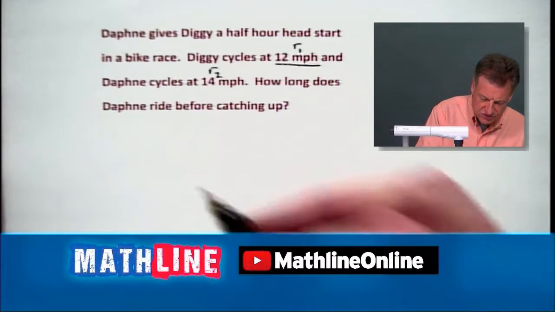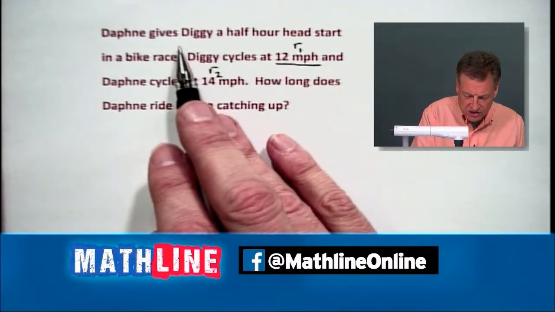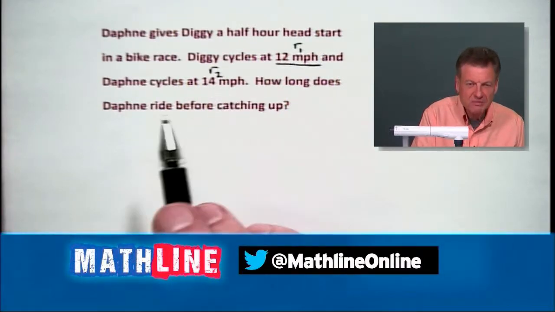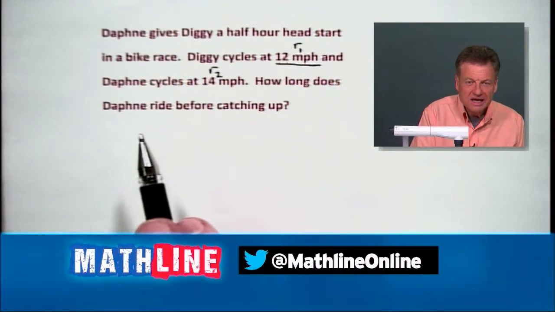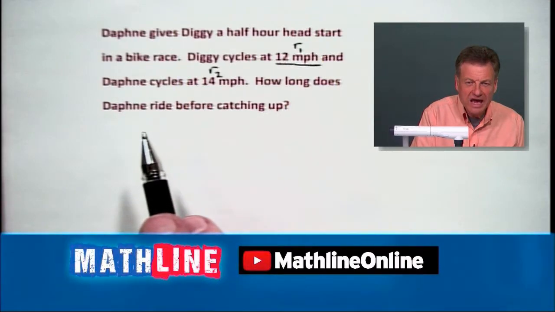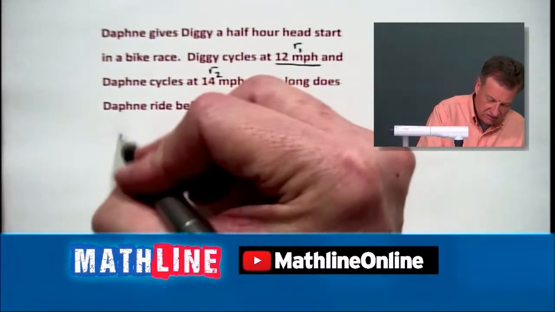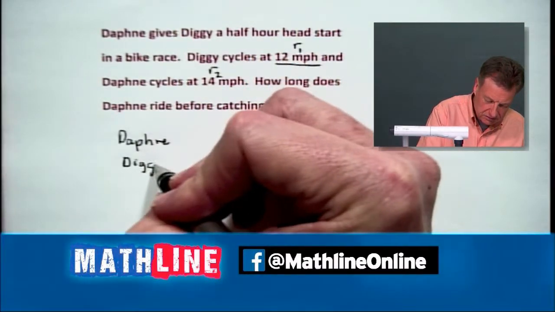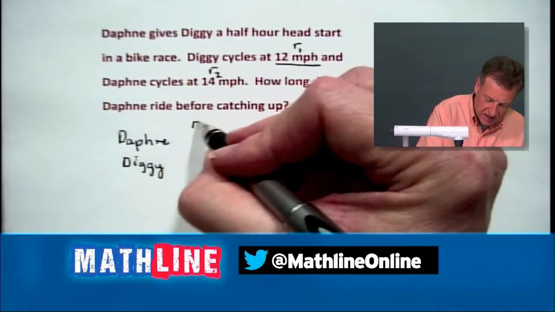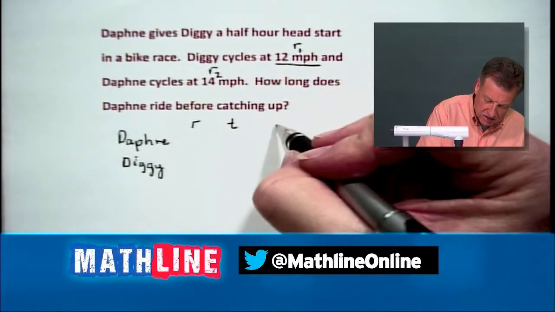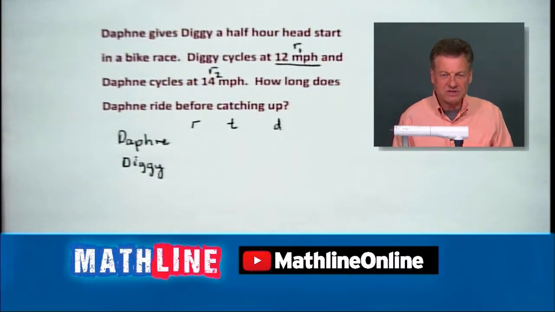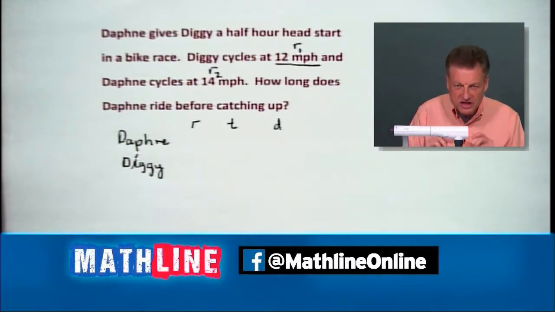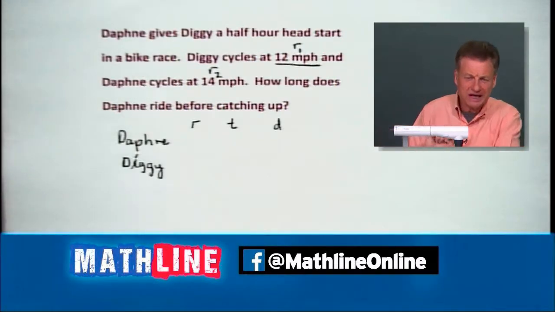What's the rate of Daphne here? She is going to cycle at 14 miles per hour. And Diggy's going at 12 miles per hour. So let's talk about it. Daphne, Diggy. And we'll play the table game here. We got a rate, we got a time, we have a distance. We're going to look at it from a table standpoint. If y'all like to draw the picture out, this one's a little more complex, so let's do it this way.